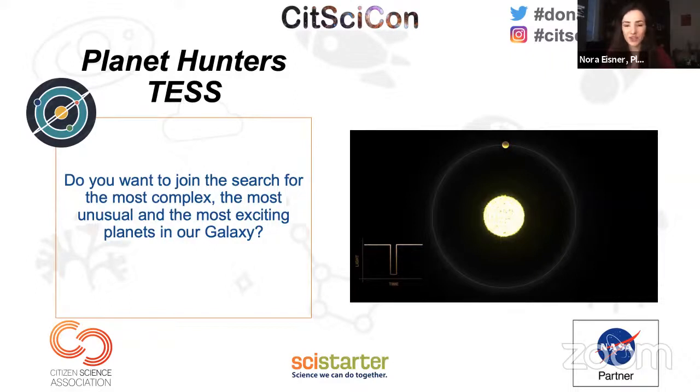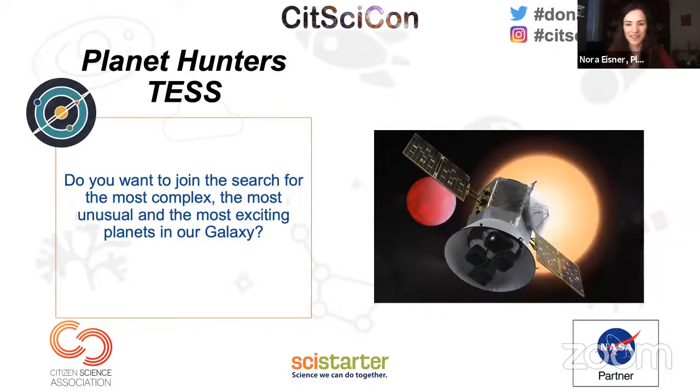And that is what NASA's Transiting Exoplanet Survey Satellite, or the TESS mission, is doing and has been doing for the last 2.5 years. Now, the TESS mission provides us with hundreds of thousands of observations of stars, and it's our job to look for those tiny dips in the brightness that are caused by planets.